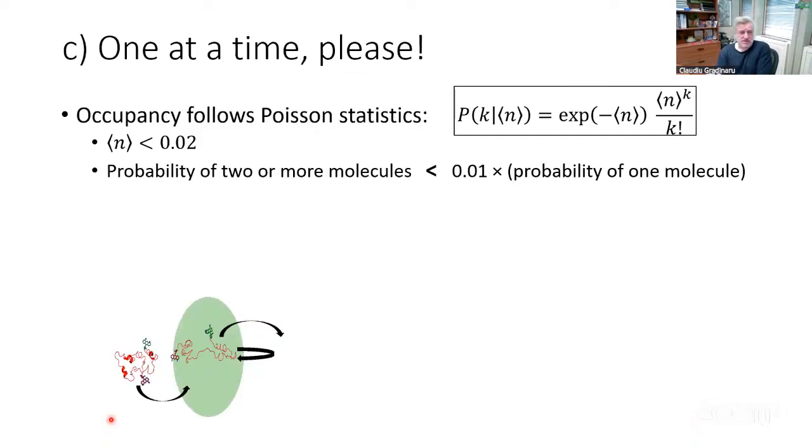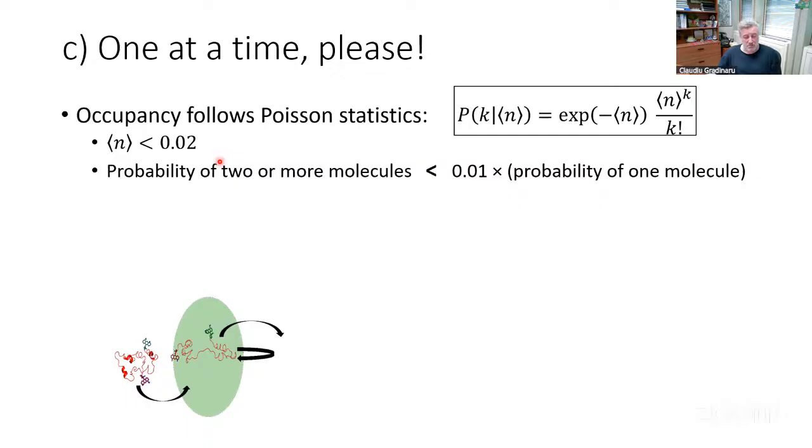The other thing that you need to make sure of is occupancy, that you look at one molecule at a time in your detection volume. As you know, in a solvent, if you have a box, you have Poisson statistics. So the probability of having, say, K molecules given an average M is given by Poisson statistics. Basically, the condition that we need is that the probability of having 2 or more molecules should be less than 1% of the probability of having one molecule.